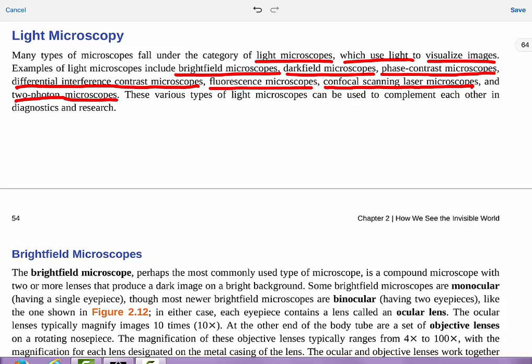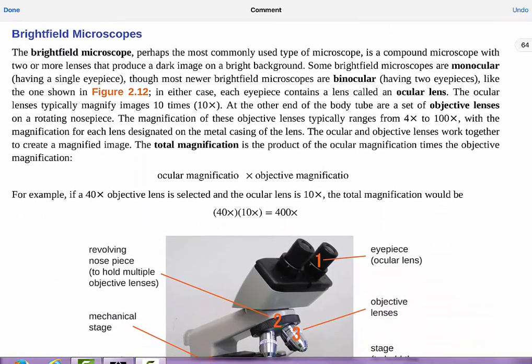We're going to talk about each one of those, and it's important that you know that these are the different light microscopes. As we talk about each one of these types of microscopes, it's important that you understand the concepts behind each of them, how they're different, and why they're used for what they are used for. So first we'll start with our brightfield microscopes.